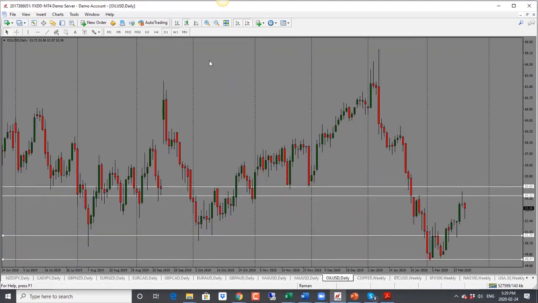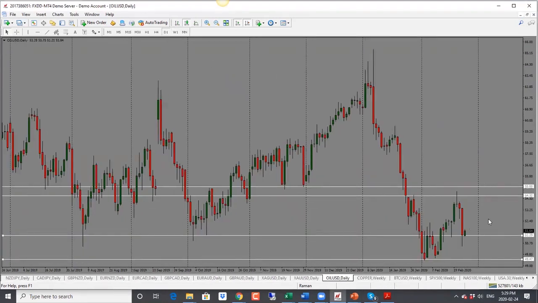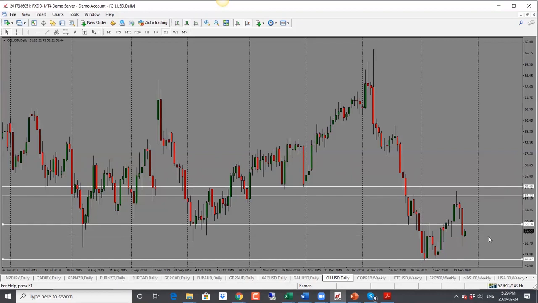Oil here, oil has dropped a fair bit, and this is why the Canadian dollar has performed poorly overall today. Here bias is bearish. I would look for a retest here, a pullback into 52.20 approximately, and then we could see a drop. So bias is bearish for oil.